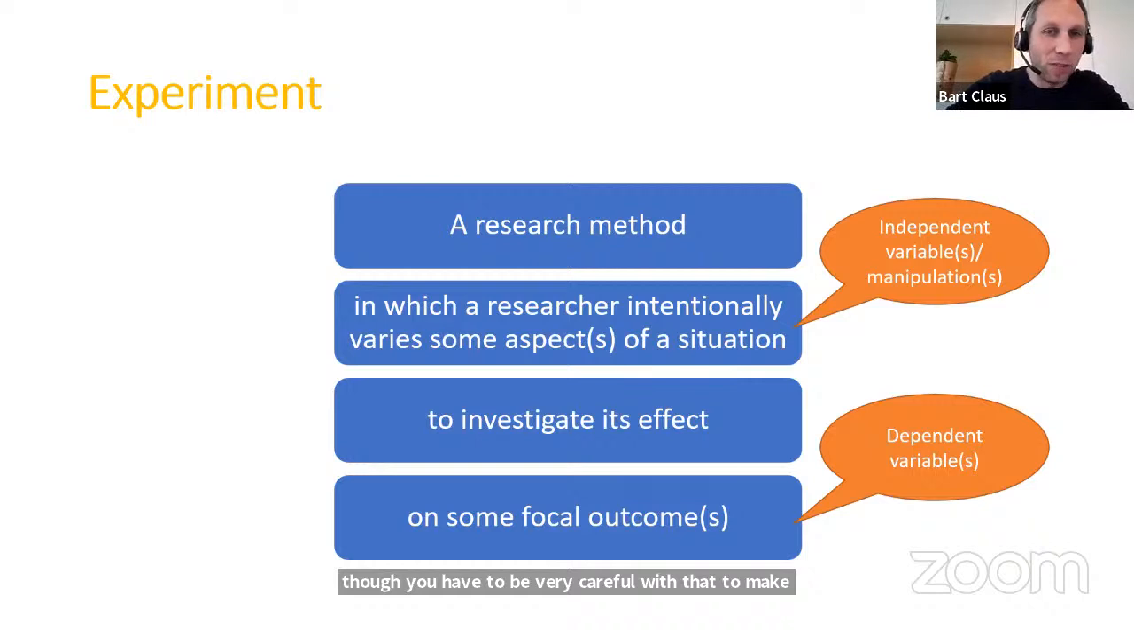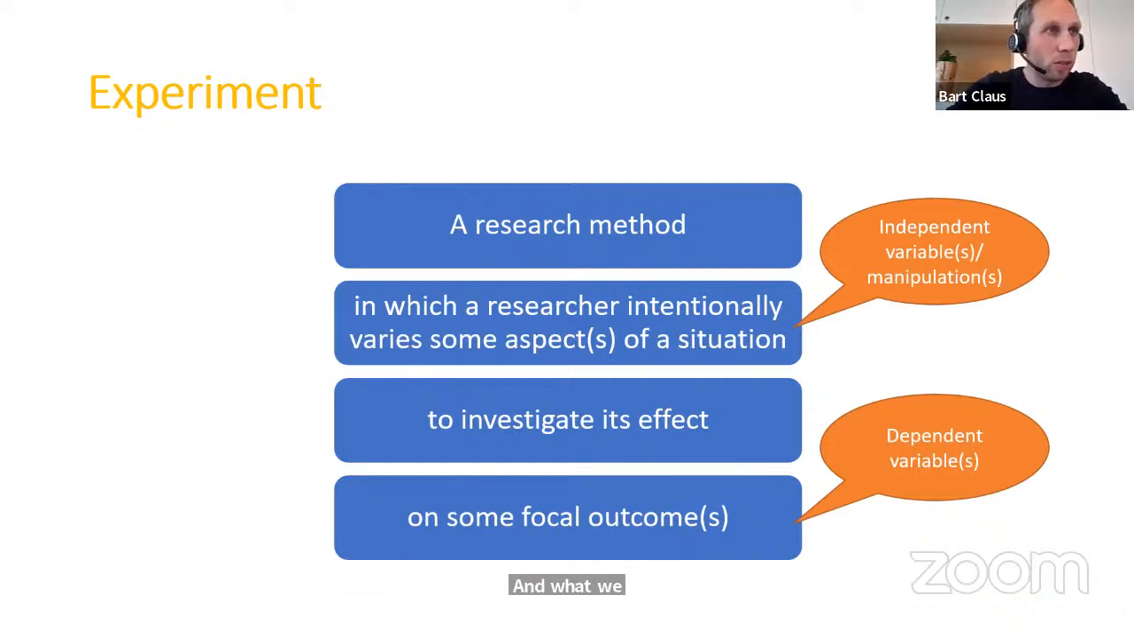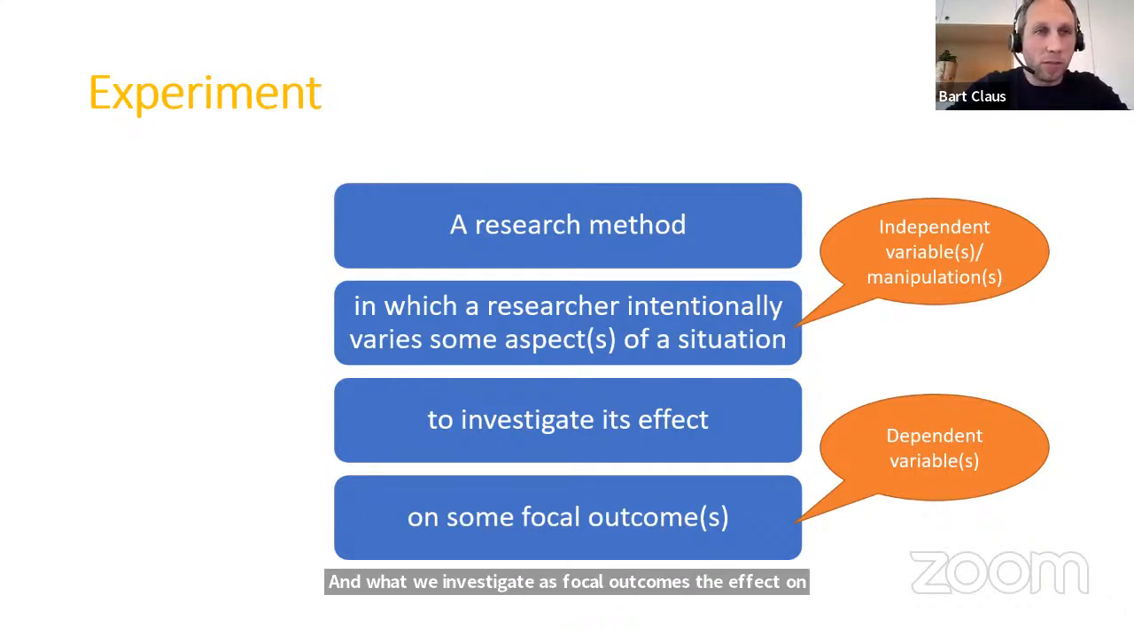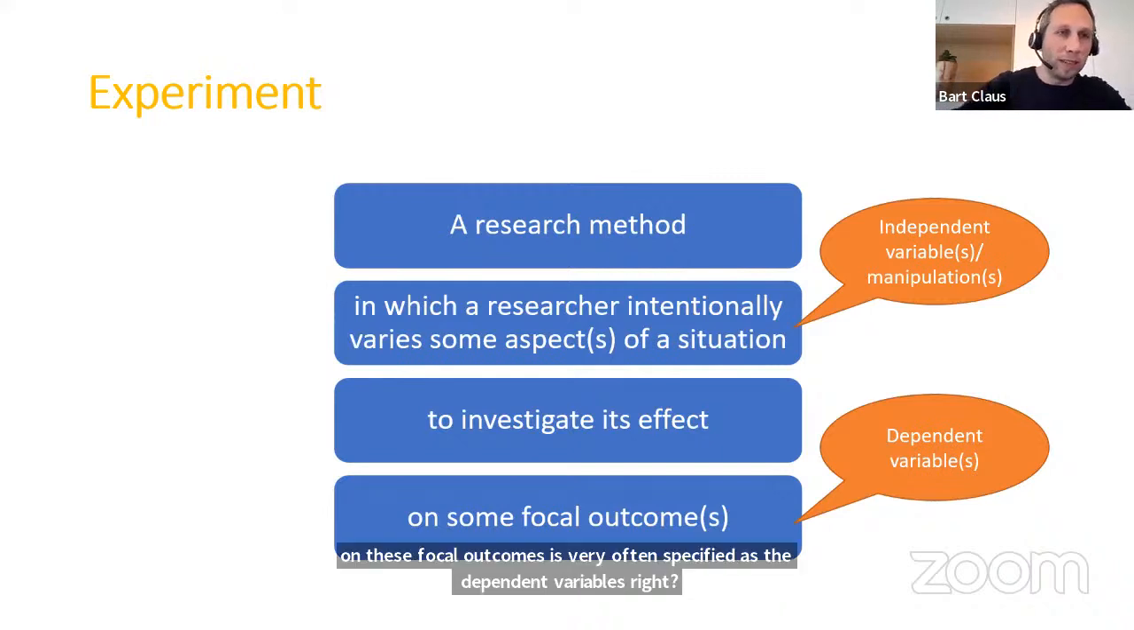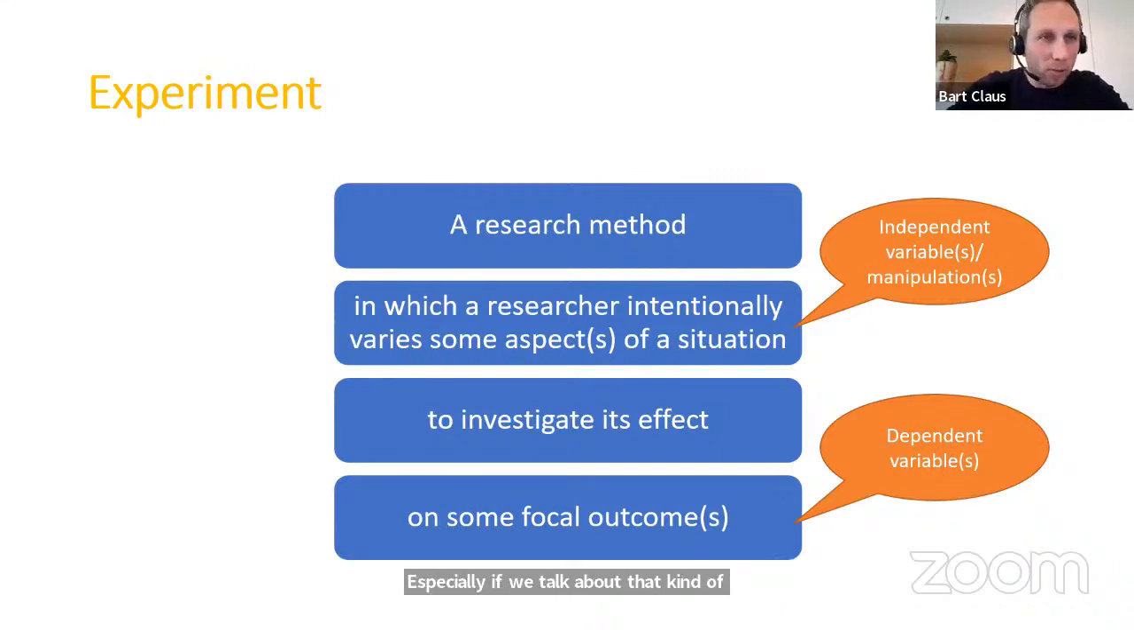And you can also have several outcomes that you investigate at the same time. So what we intentionally manipulate in a situation is very often referred to as the independent variable, or the manipulation, and there can be multiple ones. And what we investigate as focal outcomes, the effect on these focal outcomes, is very often specified as the dependent variables, right? Especially if we talk about that kind of experimentation that is interesting for data scientists, right?